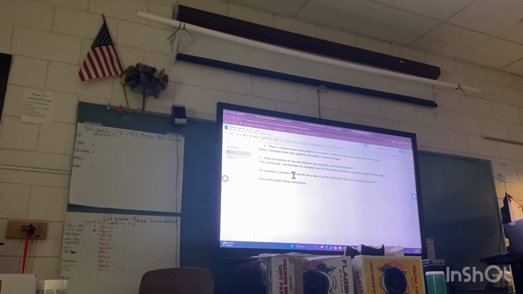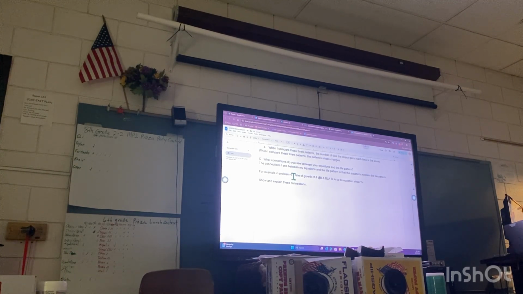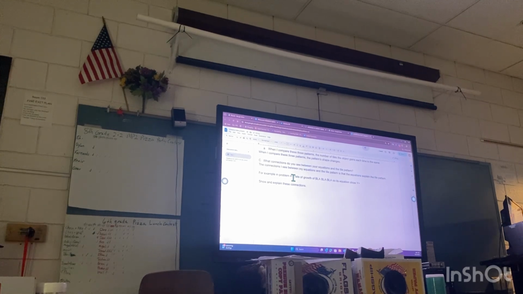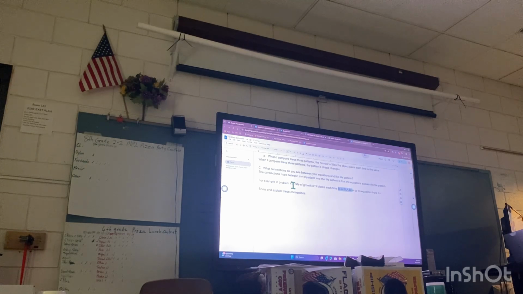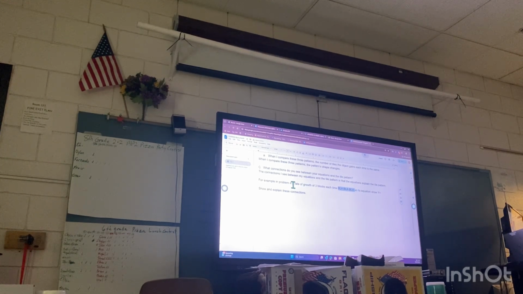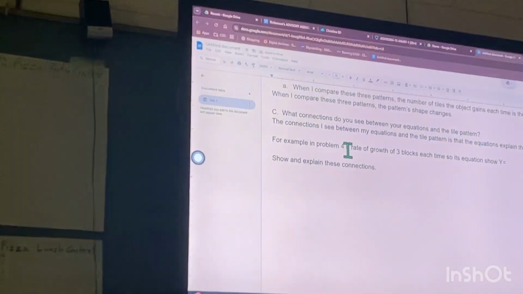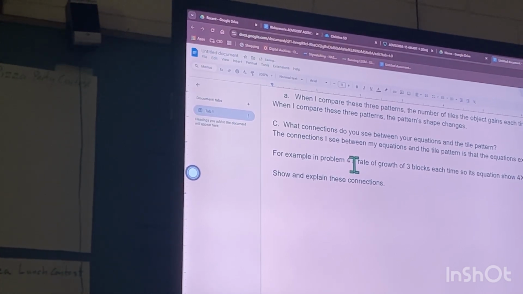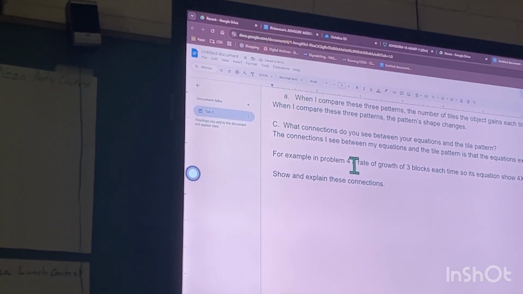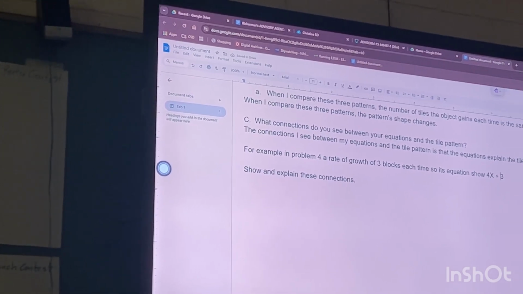What rate of growth? Well, how many does it go up each time? 4 blocks each time. What? 3? 3, yeah. So its equation shows, just tell me the equation it says. What's the equation for 4? 4x plus 3. So all they're doing is asking you to put in words what you did before in numbers. Make sense? They want you to explain your thinking out loud.